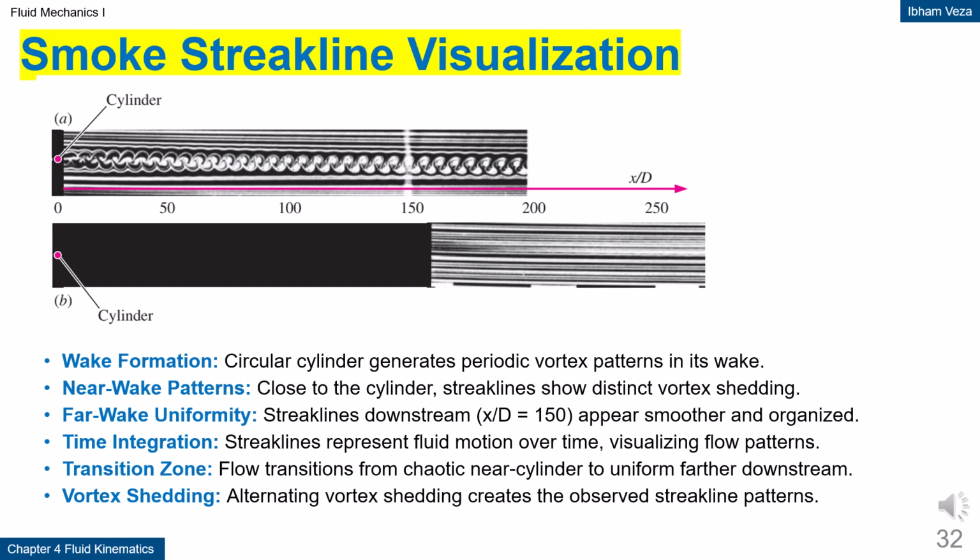Smoke streakline visualization. The flow behind a cylinder shows a periodic vortex shedding pattern. Near the cylinder, the streaklines appear chaotic due to strong vortex release. Farther downstream, the flow pattern becomes smoother and more organized. The streaklines represent the time-integrated motion of the fluid. This example shows how the flow structure evolves from the near body region to the far field.